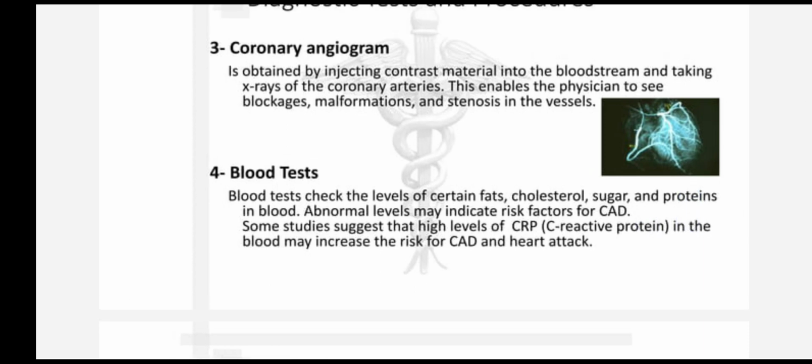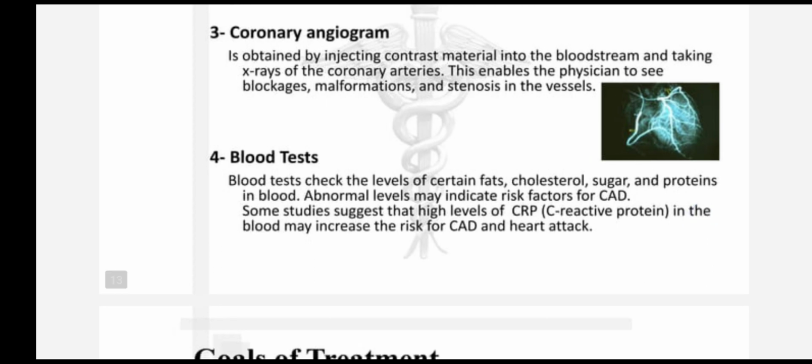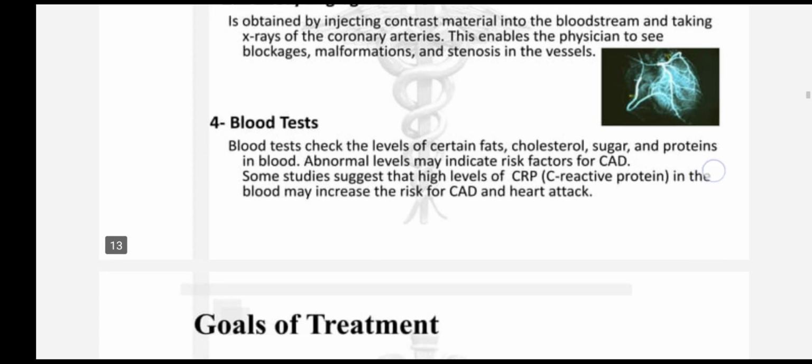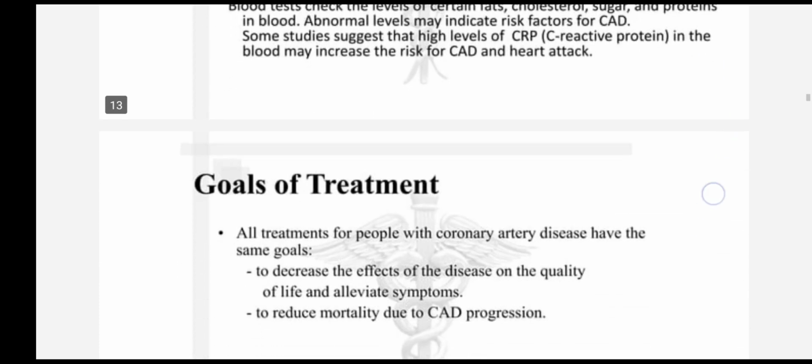Blood tests check the levels of certain fats, cholesterol, sugar, and proteins in blood. Abnormal levels may indicate risk factors for heart disease. Some studies suggest that high levels of CRP, C-reactive protein, in blood may increase the risk of CAD and heart attack.